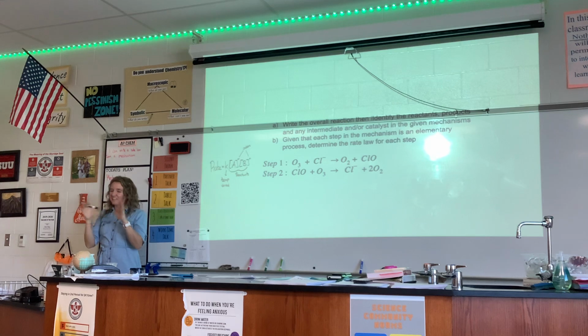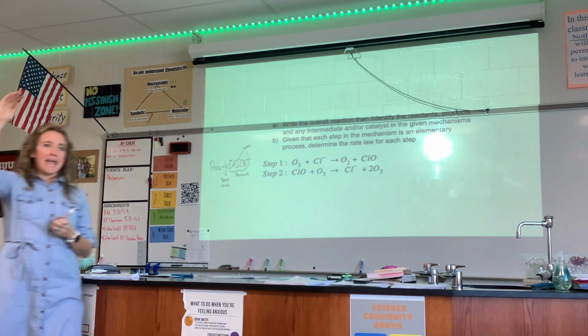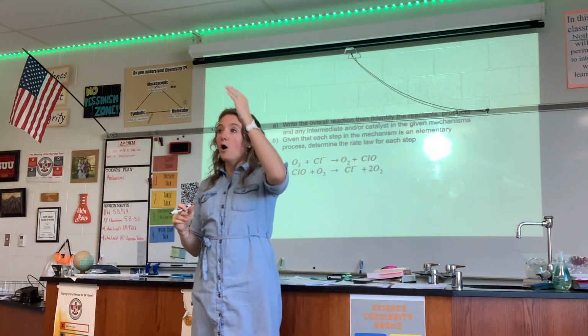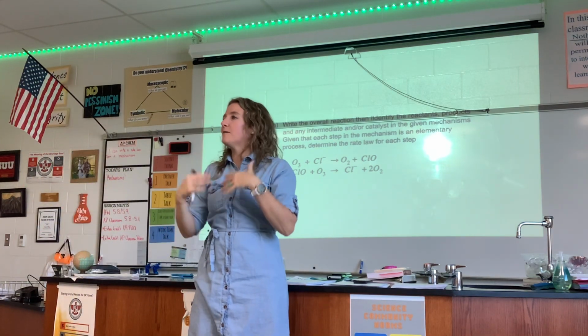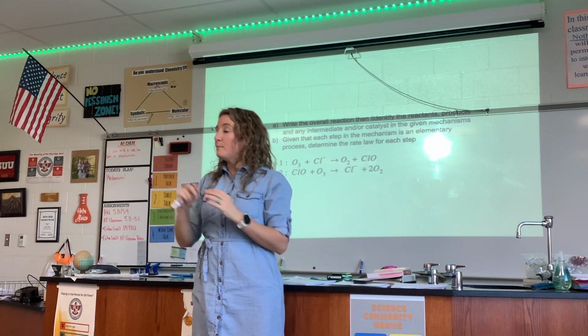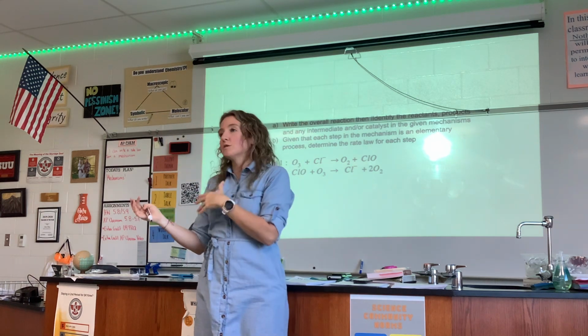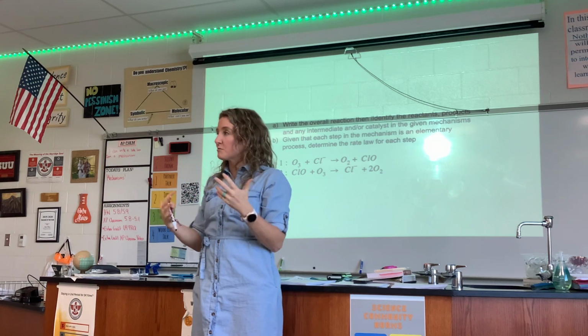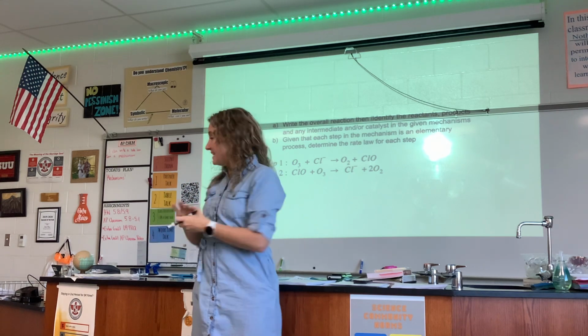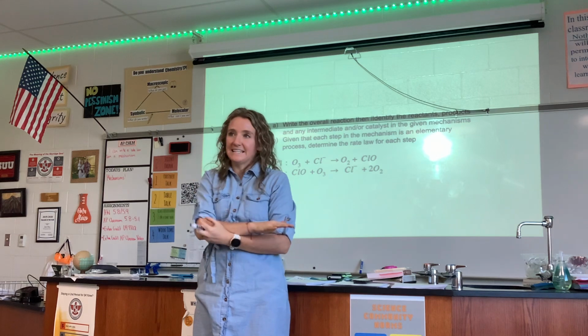All rate laws have this generic setup. With our orders, we found them the first time around with those big data tables, and we look and see, okay, I doubled A, the rate also doubled, so that told us A was first order. Or B, I doubled B, and the rate quadrupled, so it told us B was second order. So that's the first way we learned how to write a rate law. Today we're learning how to write it from a mechanism.